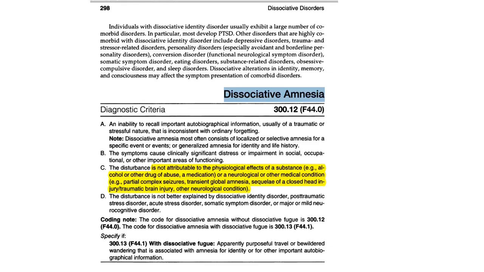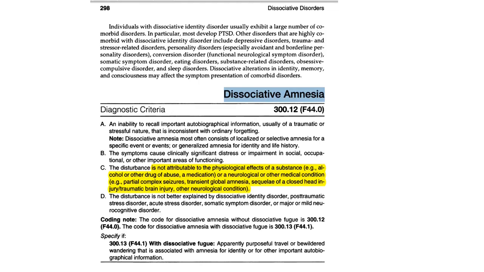And then generalized dissociative amnesia is more like people have lost all of their identity and life history temporarily, which does happen sometimes. Diagnostic criteria B, the symptoms cause clinically significant distress or impairment. As usual, you need that in diagnosis.